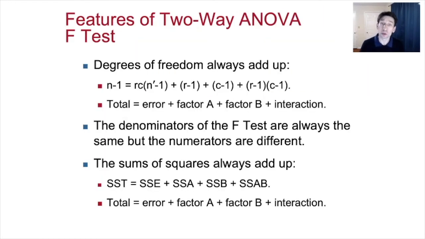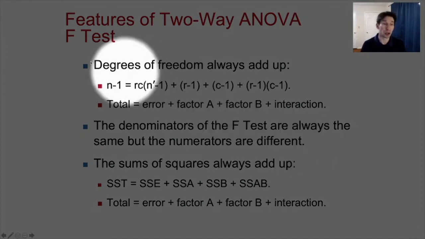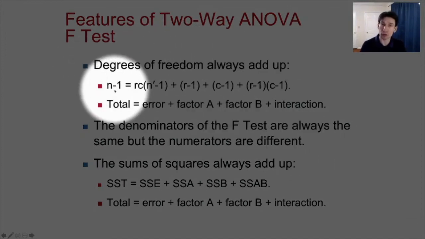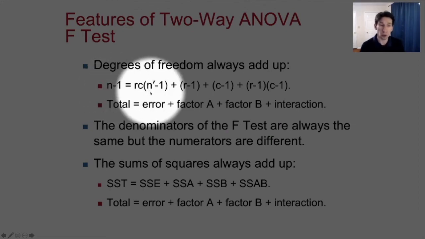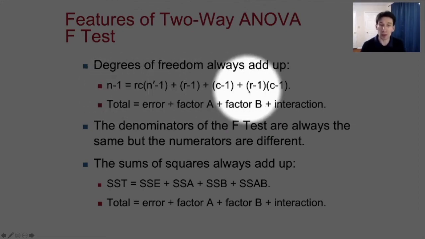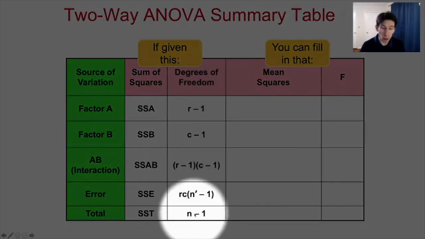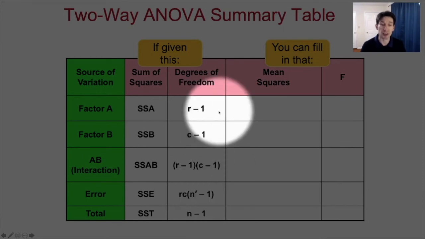Now, there are some clues that help you fill in those tables much faster, and those are as follows. The degrees of freedom always add up. So the total degrees of freedom, n-1, is always equal to the sum of degrees of freedom along that column. So to show this again, n-1, the number that ends up here, is always the sum of this plus this plus this plus that.